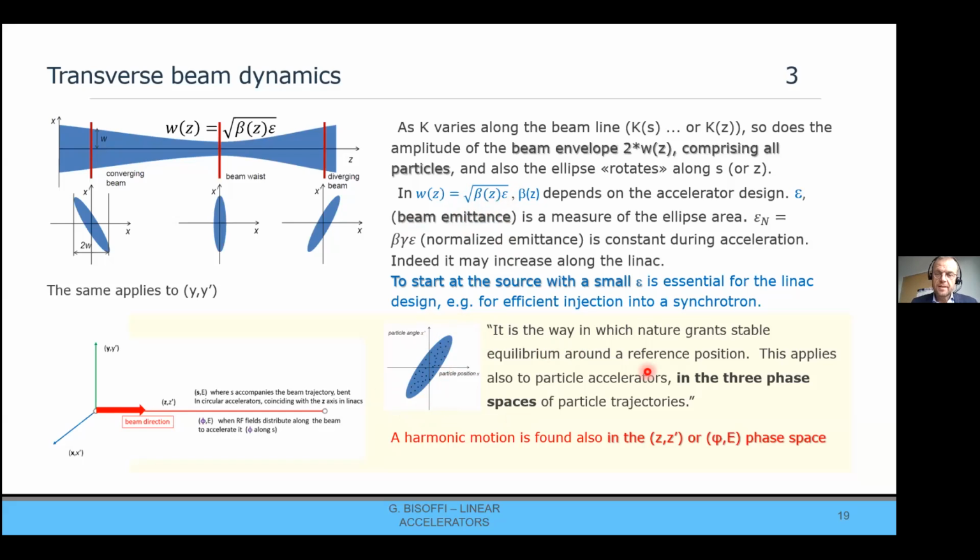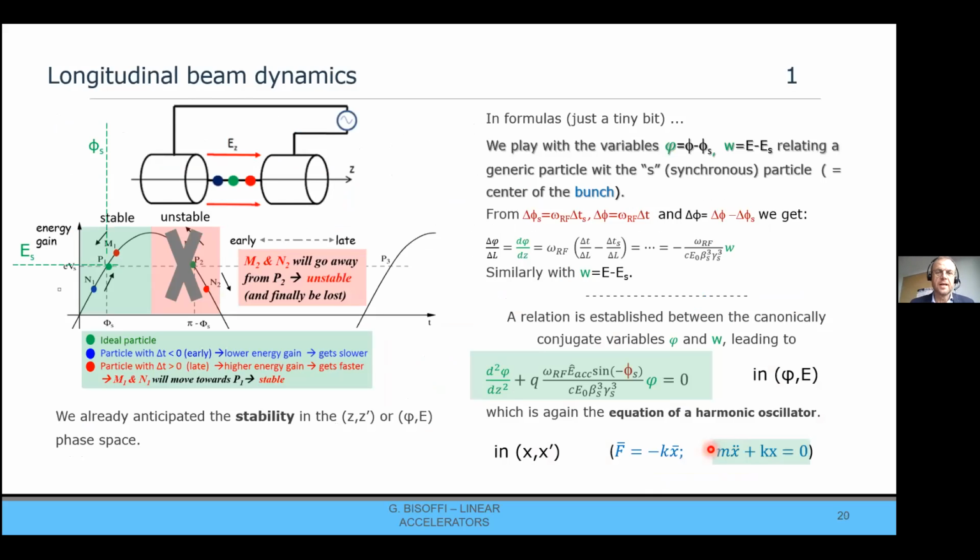So actually, I said before, and I outlined here, that the harmonic oscillation applies to the three phase spaces, so not only x, x prime and y, y prime, which behave more or less the same way, but also the z, z prime, or the phi, energy phase in the direction of motion. I cannot derive it analytically, but you will see it in a second.